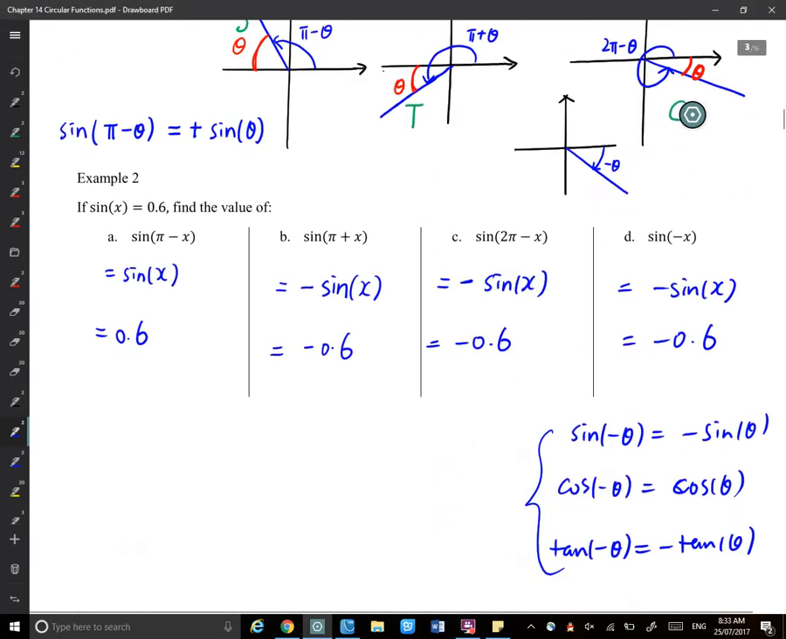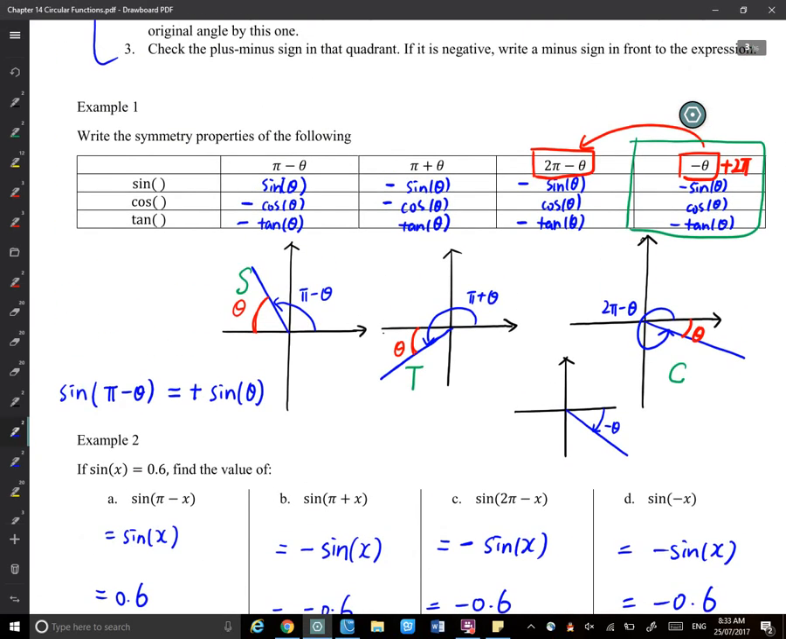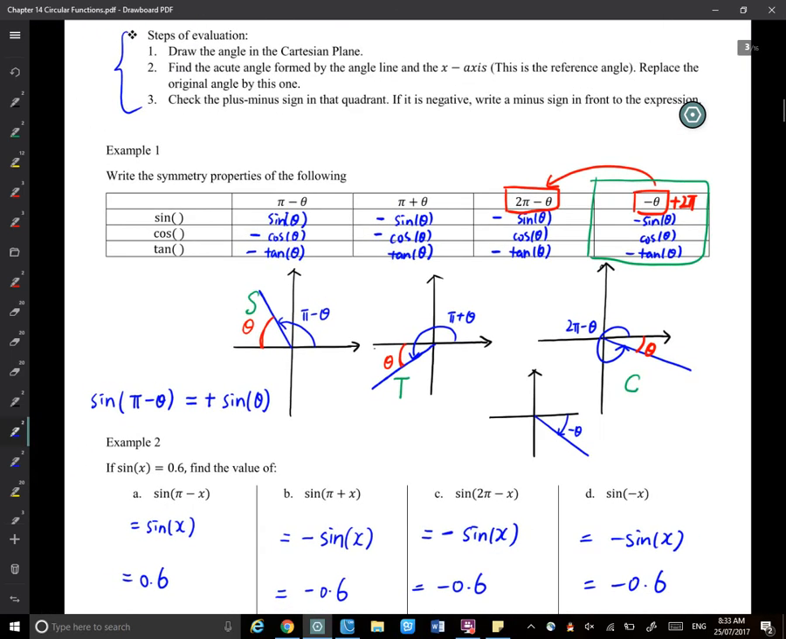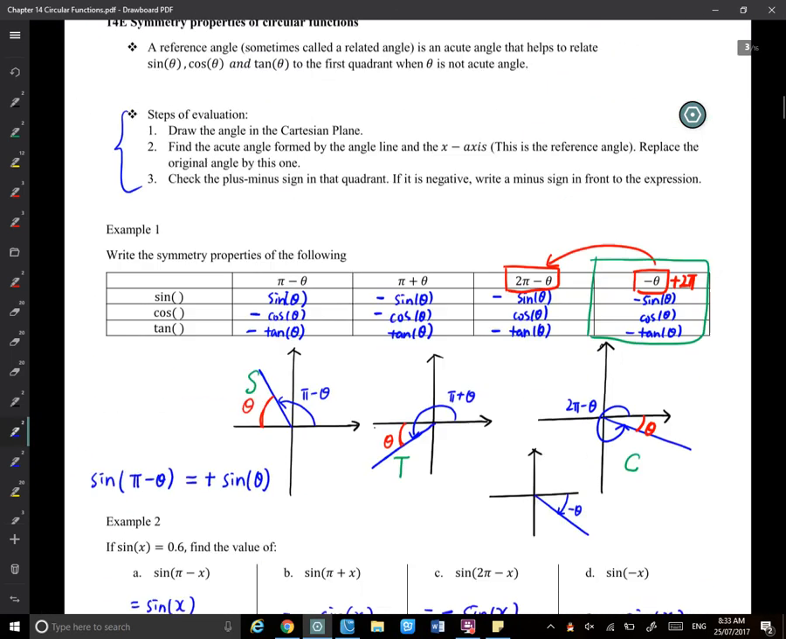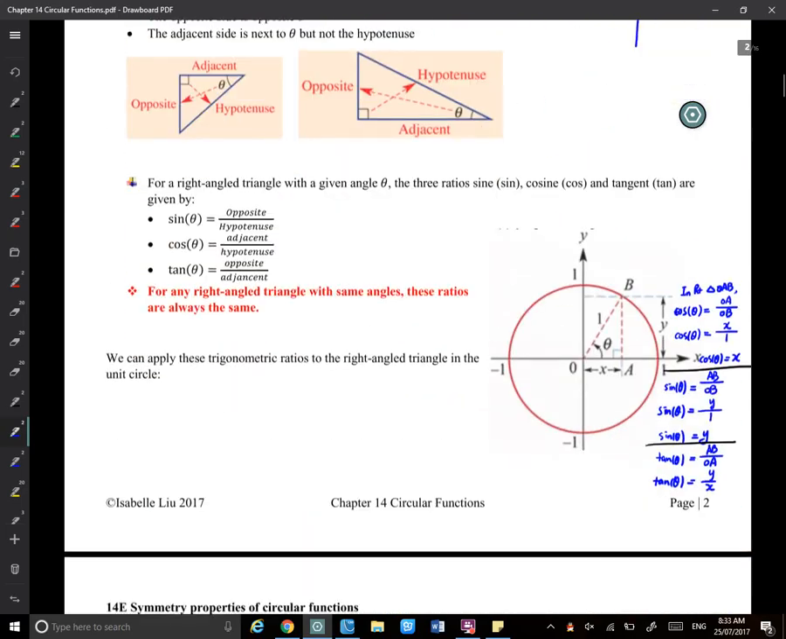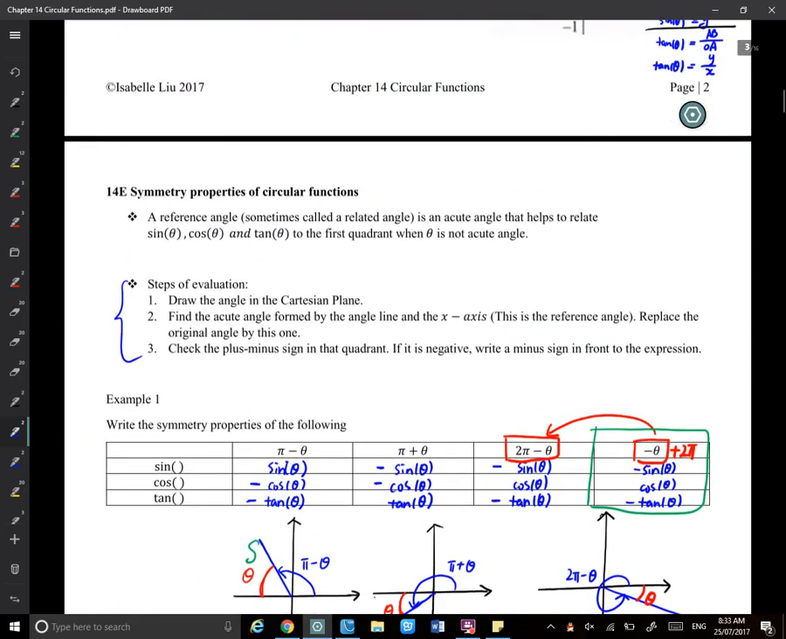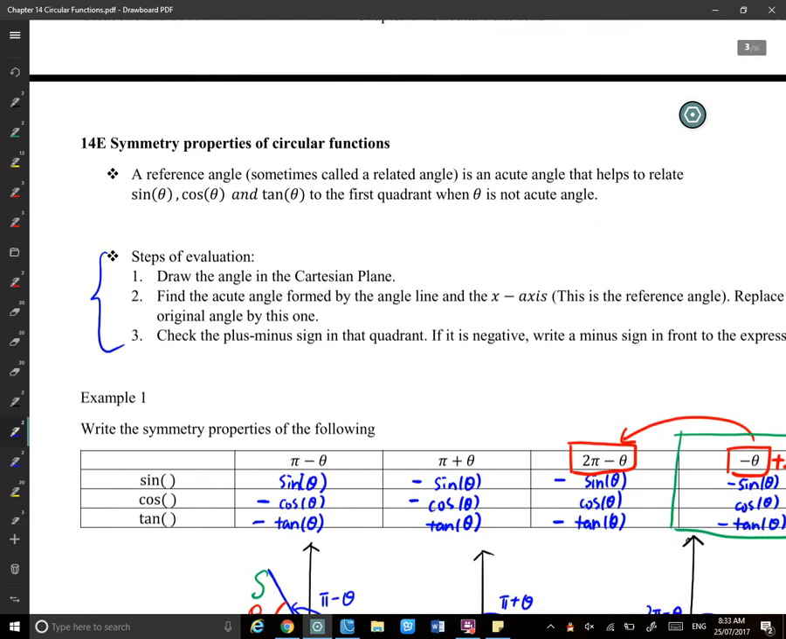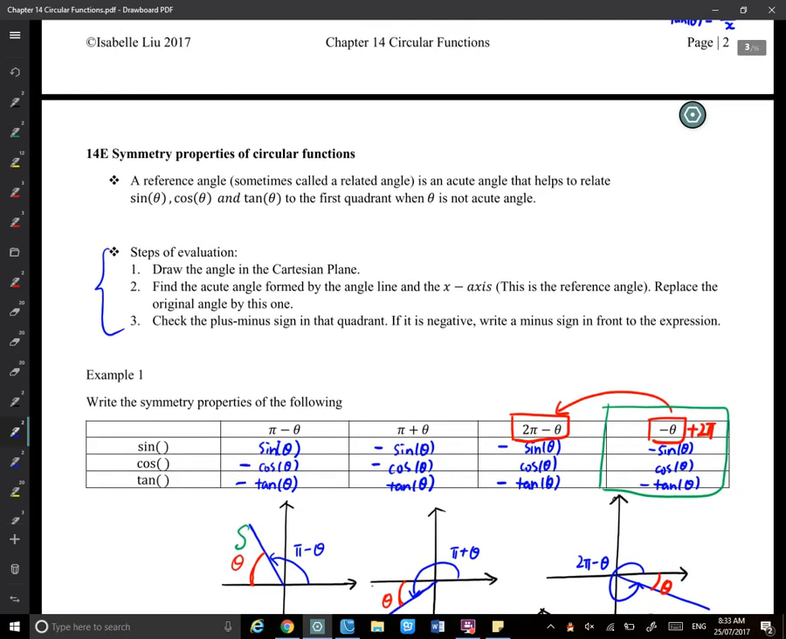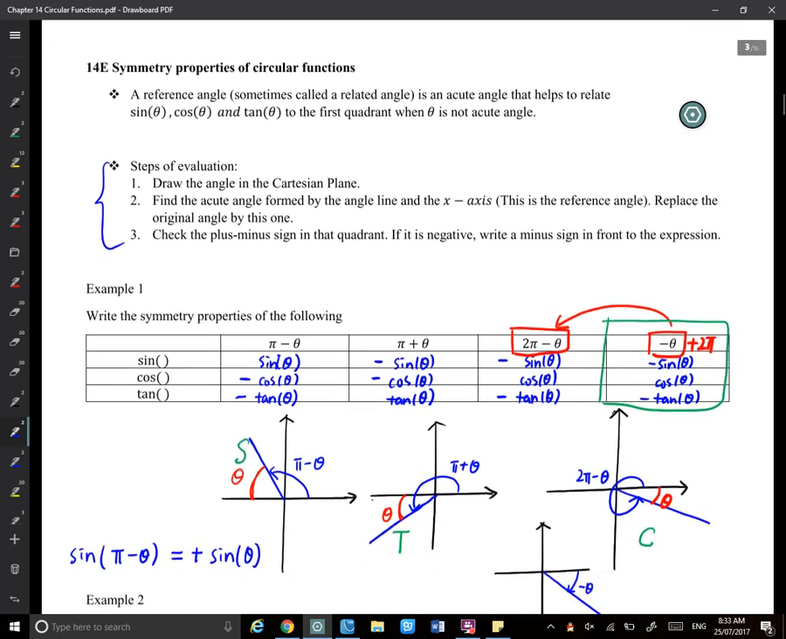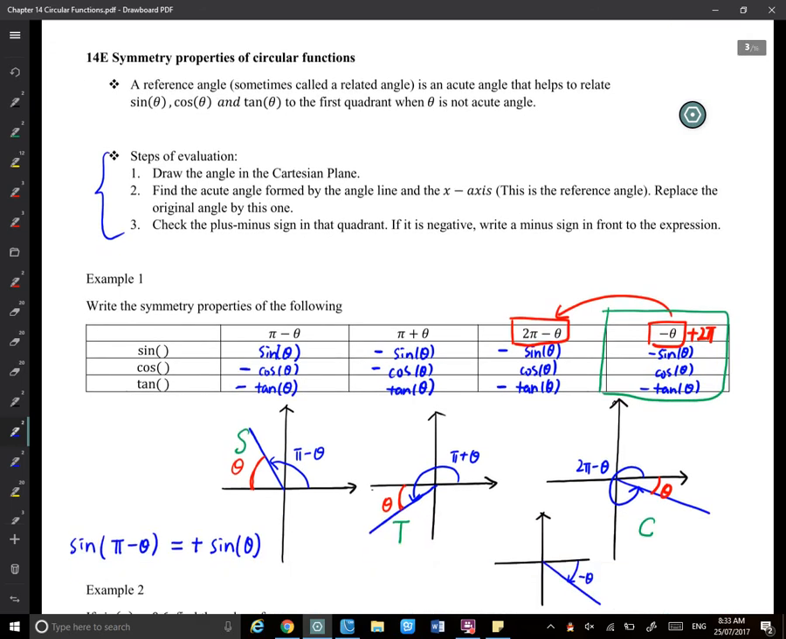Okay, so what we have learned last lesson is how to find the exact values for sine, cosine, and tangent, like to find all of those values. And we learned some formula which is called the symmetrical properties of circular functions. Like the table here is the formula. So for example, sine of pi minus theta will give you sine theta. Cosine of pi minus theta will give you negative cosine theta.